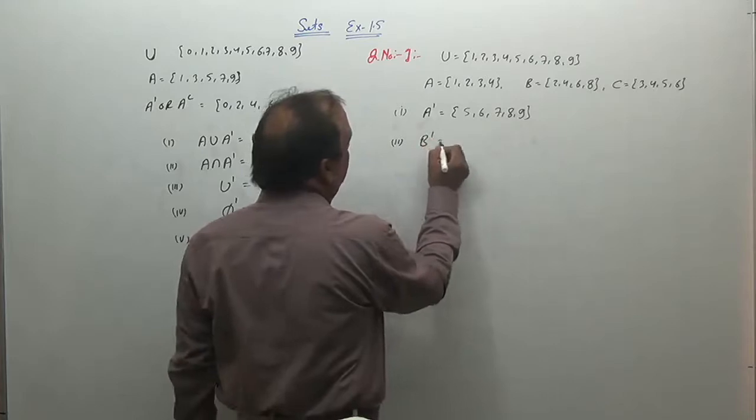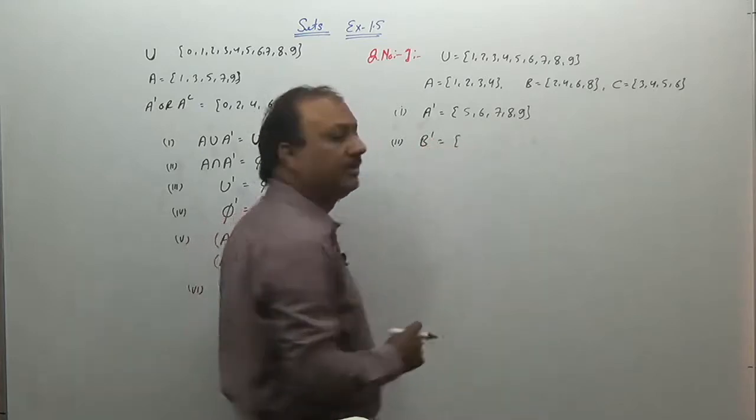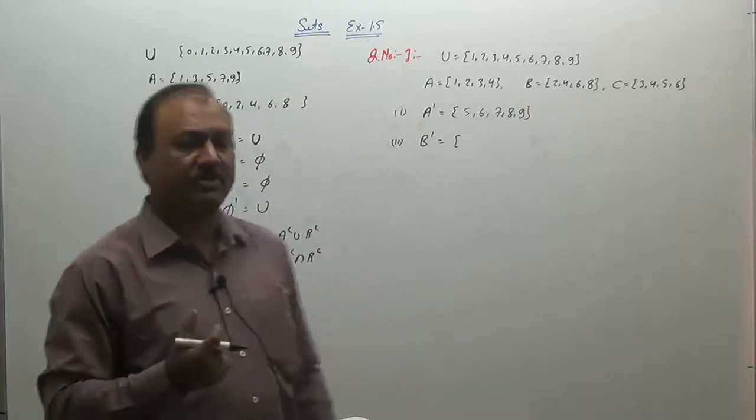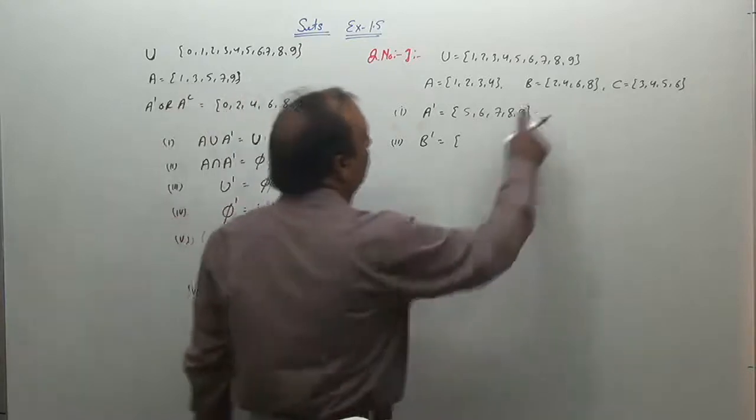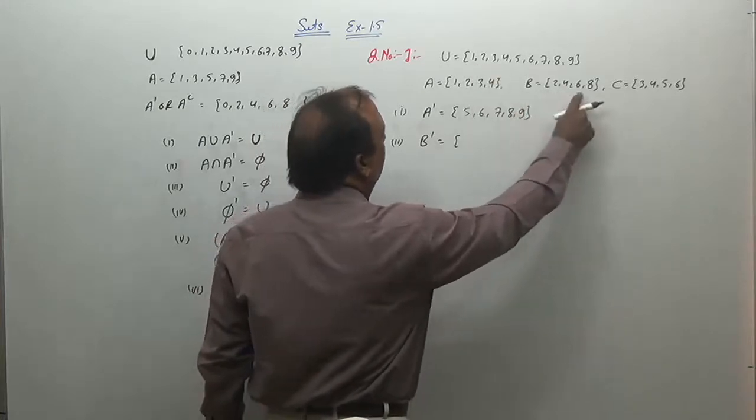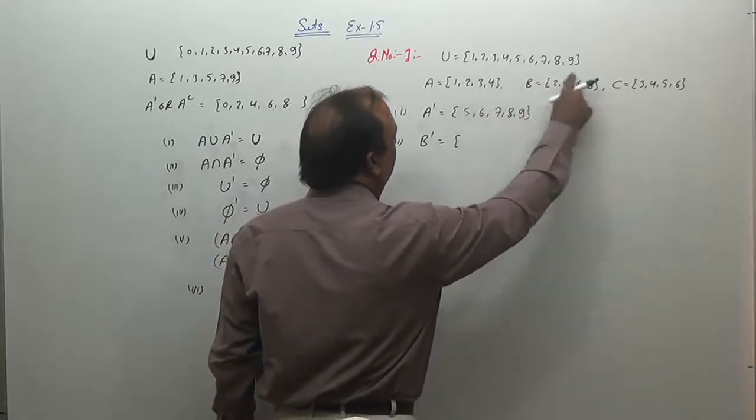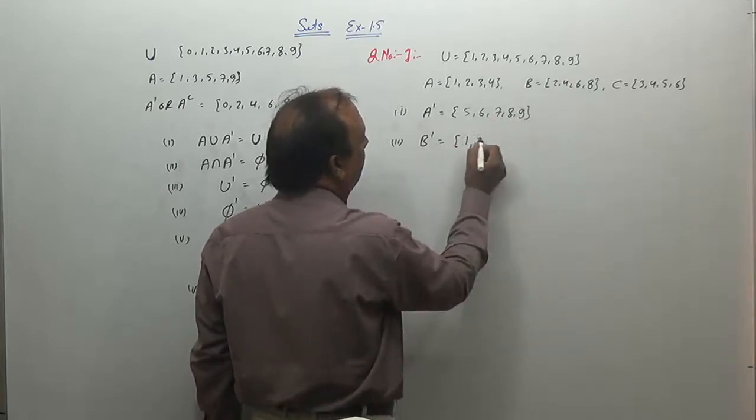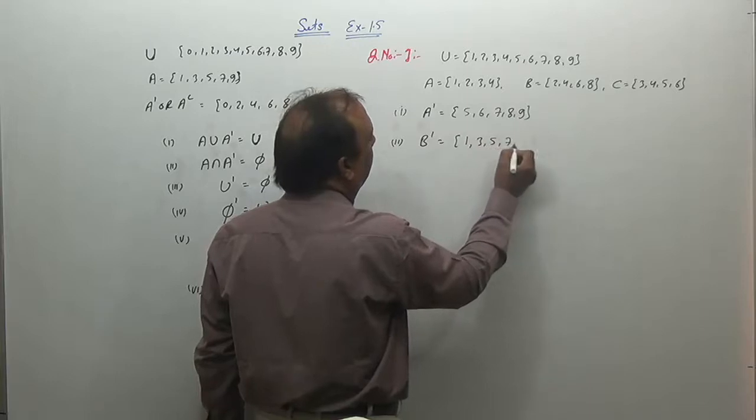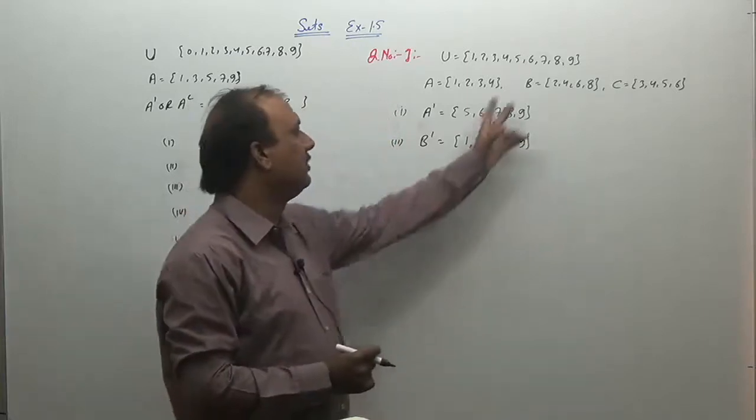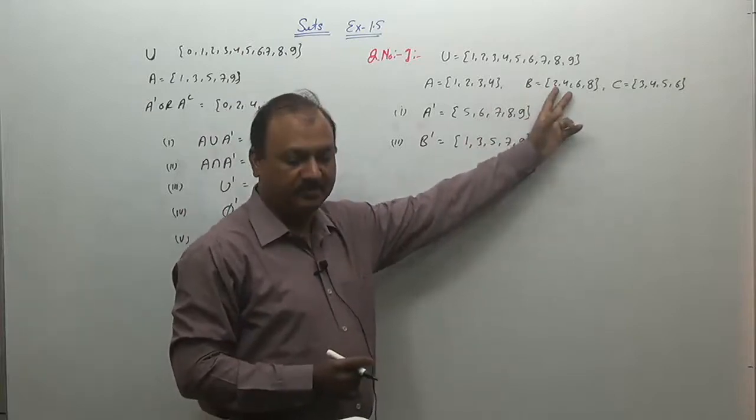What is the B complement? In the same manner, the elements of the universal set except the elements of set B form the complement of set B. So 2, 4, 6, 8 excepted, the remaining elements are 1, 5, 7, 9. So this one is the complement of set B.